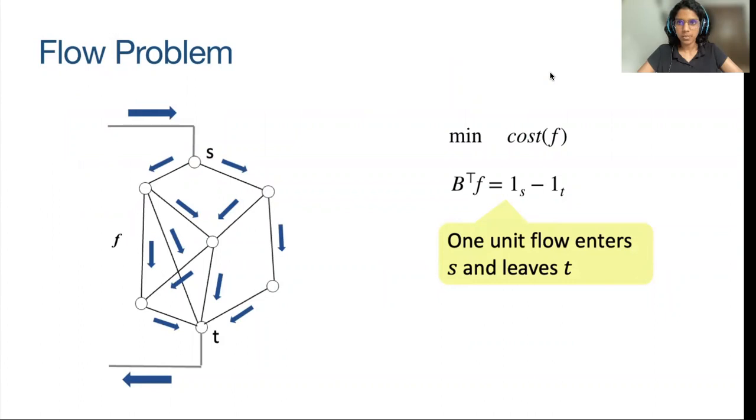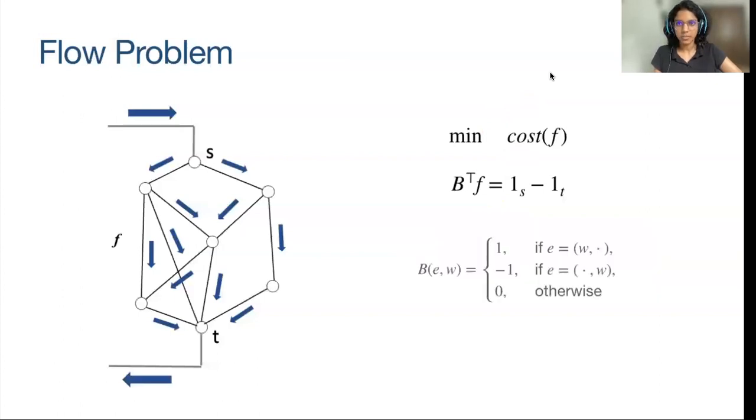In a flow problem, we're given a graph, and we're given a source vertex and a sink vertex. The goal is to send 1 unit flow from S to T while minimizing a certain cost function on the edges. This constraint of sending 1 unit flow from S to T can be modeled using a linear equation where we use the edge vertex incidence matrix. We can also generalize this to net vertex demands instead of just sending 1 unit flow from S to T.